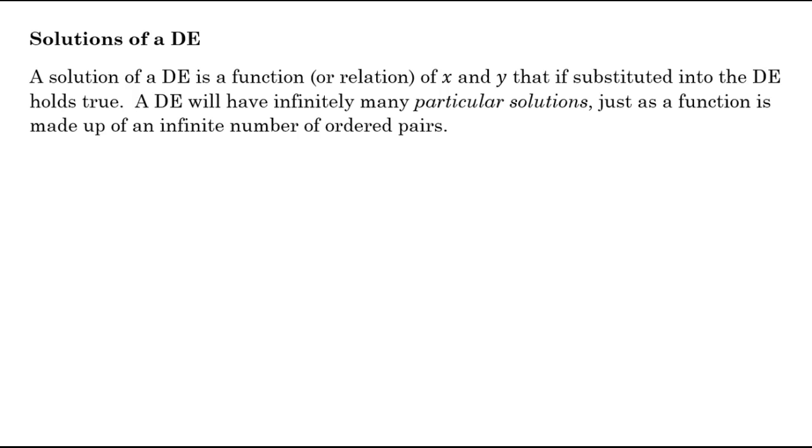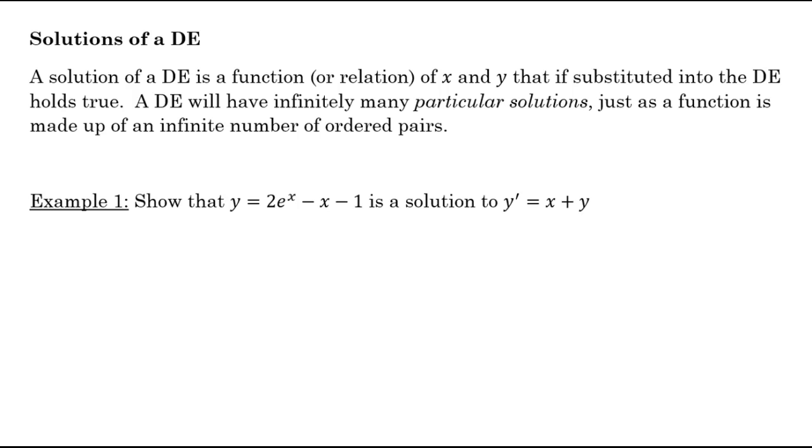A particular solution is one particular line or curve that satisfies that differential equation. A general solution includes some sort of arbitrary constant, or perhaps more than one arbitrary constant, that solves it in a more general way.